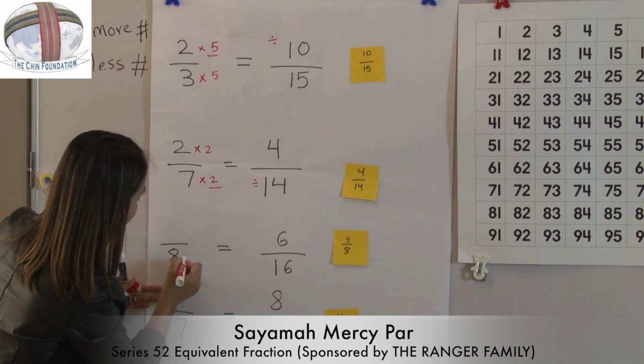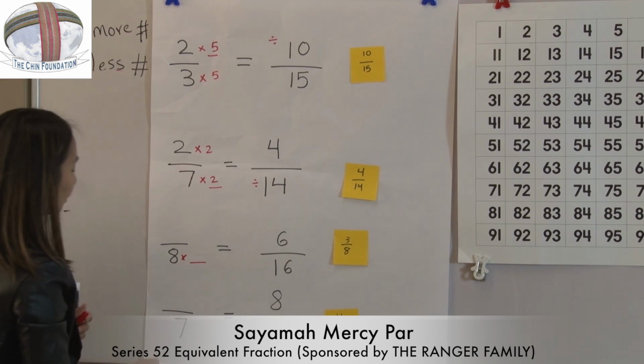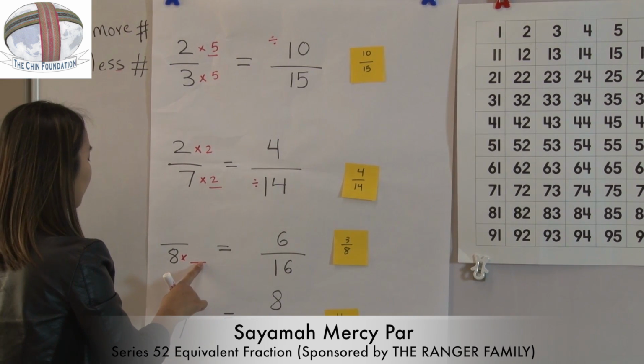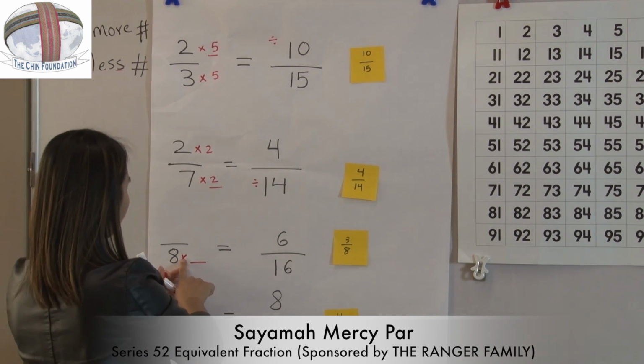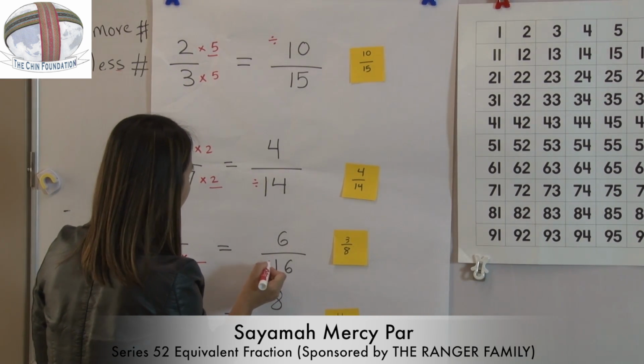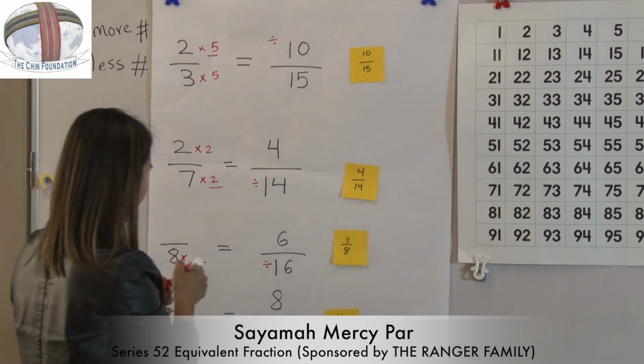Okay, multiply by something. A number can tell us the multiply, and the opposite is divide.